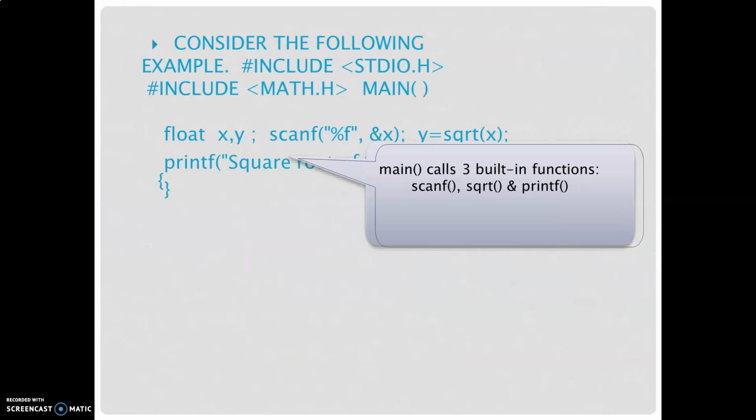Take a small example. Here I have taken float x and y. There are two variables, and I am taking the value of the variable x and then writing the operation y equal to square root of x. So here I am using different functions: scanf, printf and square root. These are three built-in functions. You cannot write sqart. This function is not available. Why? Because it is already prepared as sqrt, which is present inside math.h.